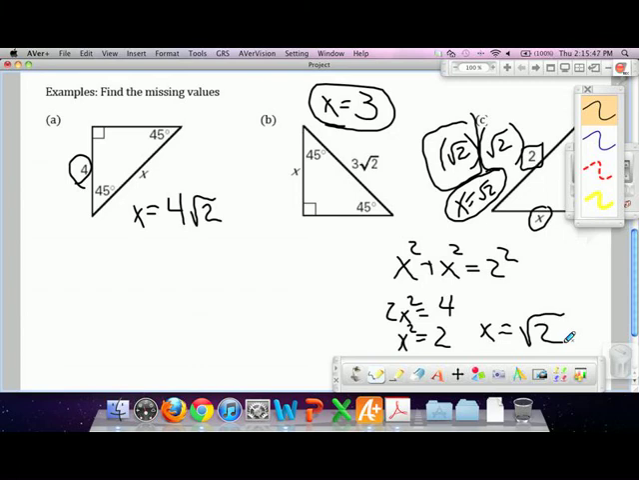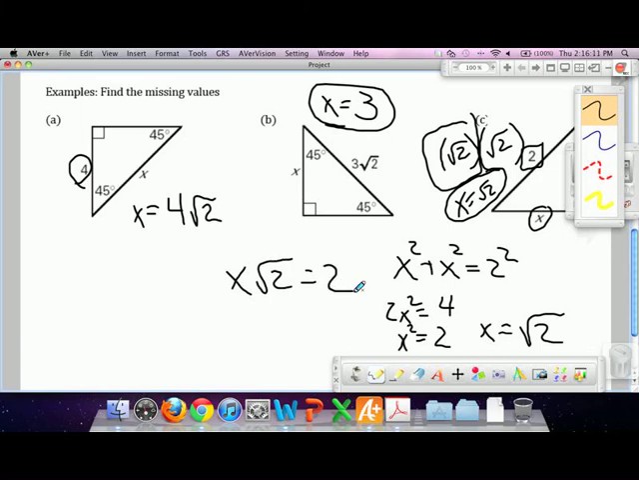It's similar to this one. And then I said, what times square root of 2 is 3 roots of 2? 3 times square root of 2 is 3 roots of 2. What times root 2 is 2? So you say x times the square root of 2 equals 2.